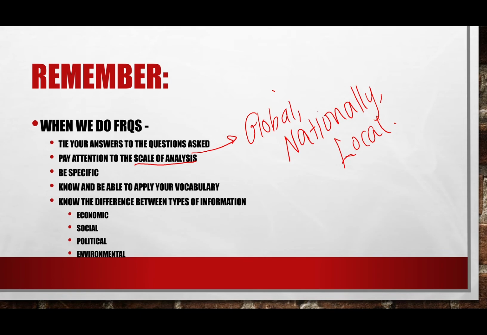Be super specific in your answers. Know and be able to apply your vocabulary. That's important. And then you've got to also know, just like OIEC is going to be hugely, hugely important for analyzing your stimulus material, so is ESPN. Okay, so you've got to know the difference between the types of information that you're looking at. Is it economic? Is it social, political, or environmental? Okay, all of those things are going to be crucial.